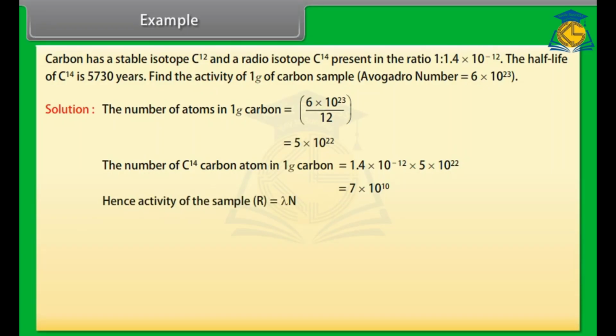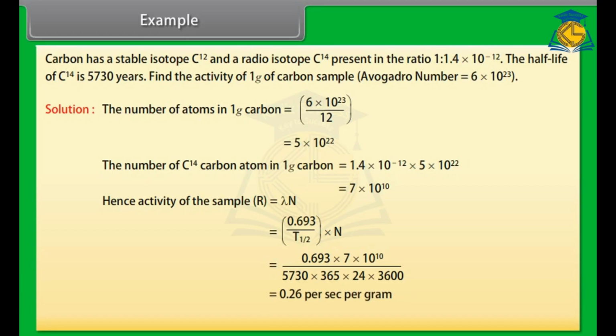Hence, activity of the sample R is equal to lambda N, which is equal to 0.693 by T-half into N, which is equal to 0.693 into 7 into 10 raised to the power 10 by 5,730 into 365 into 24 into 3,600, which is equal to 0.26 per second per gram, approximately 16 per minute per gram.